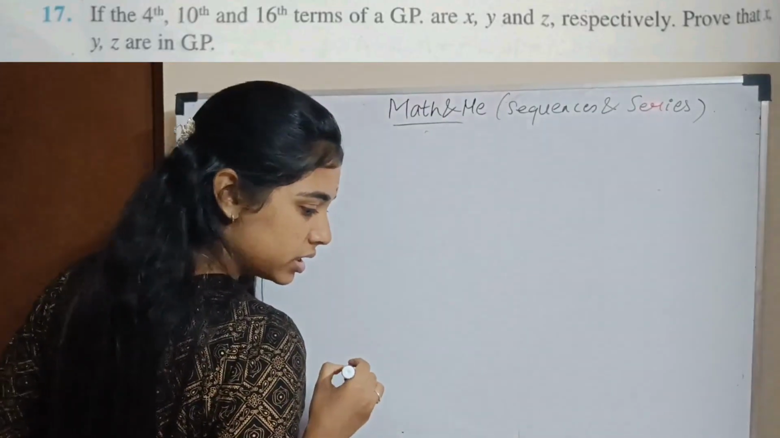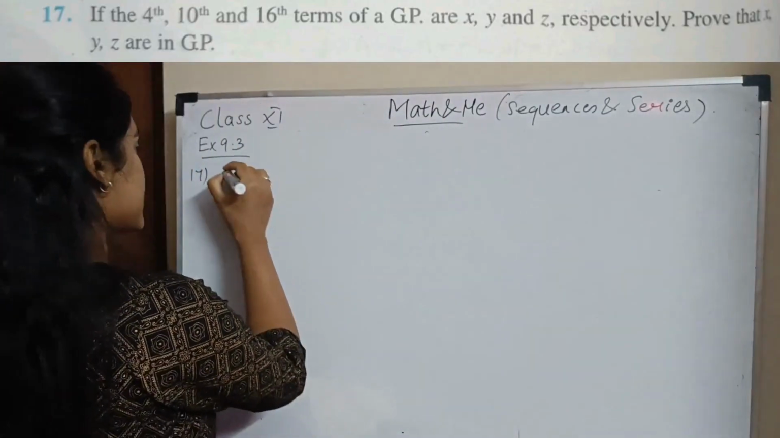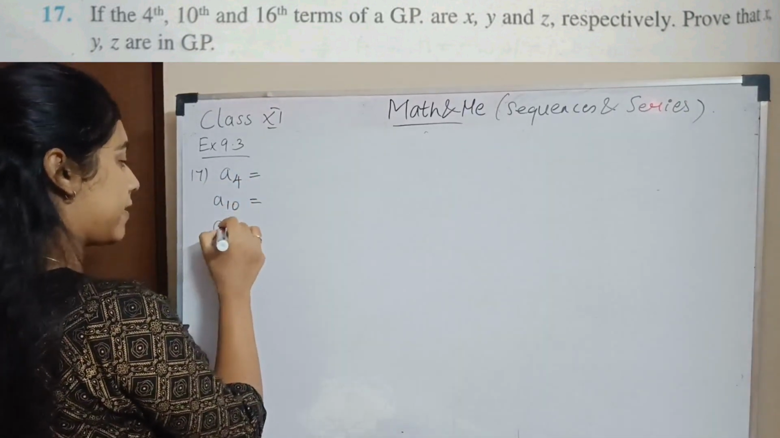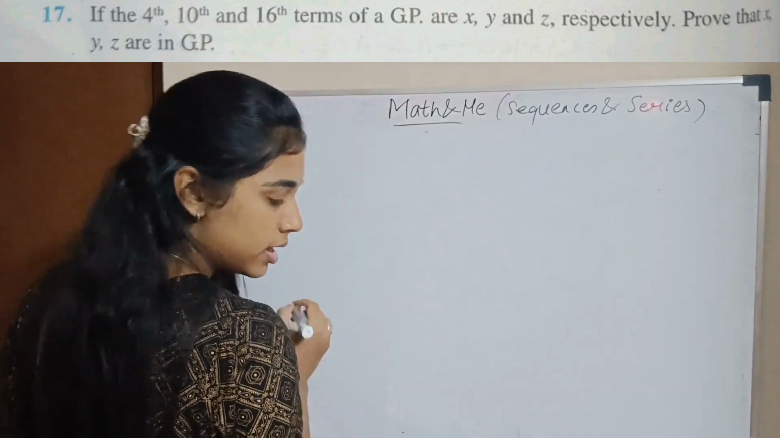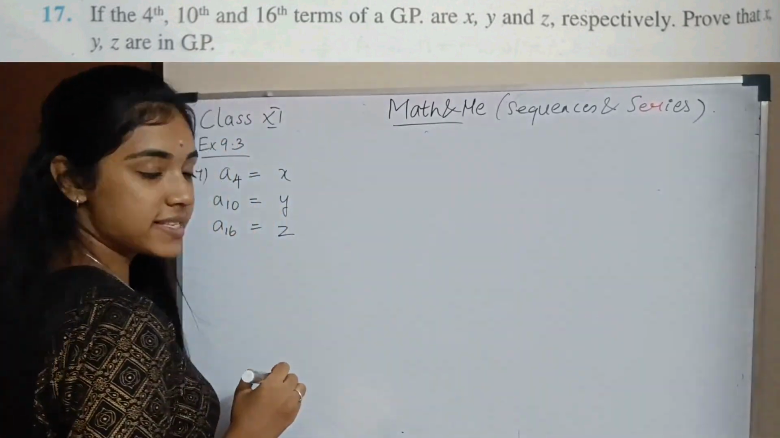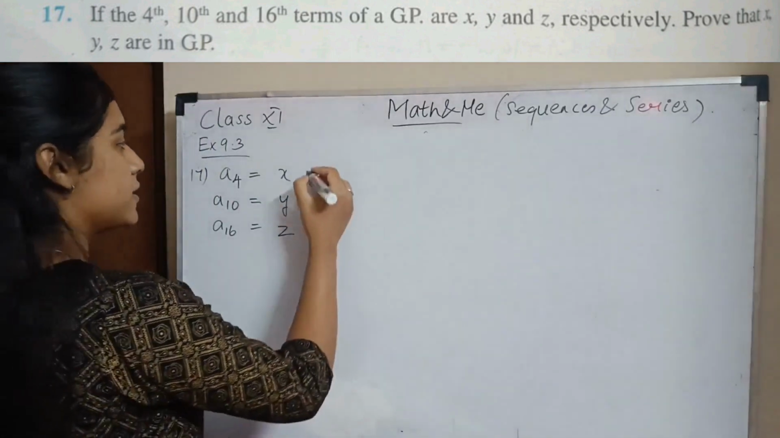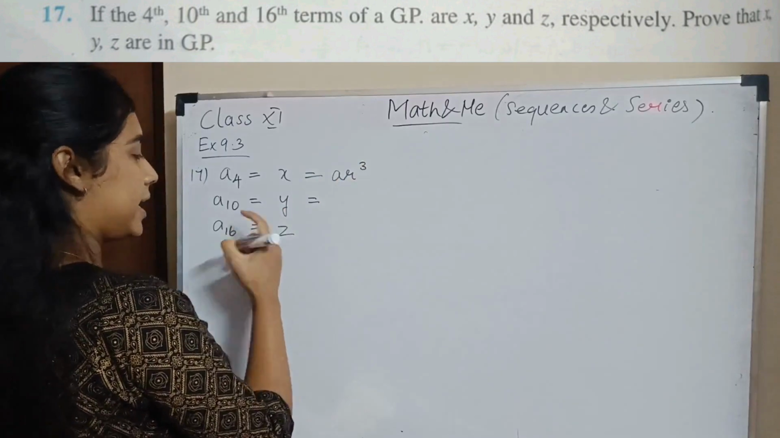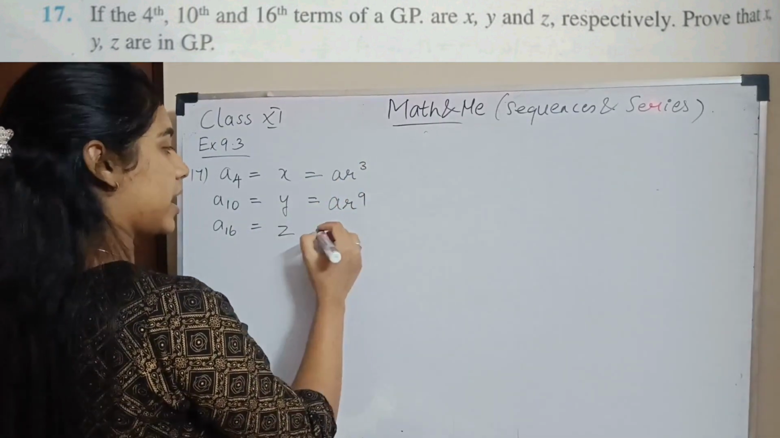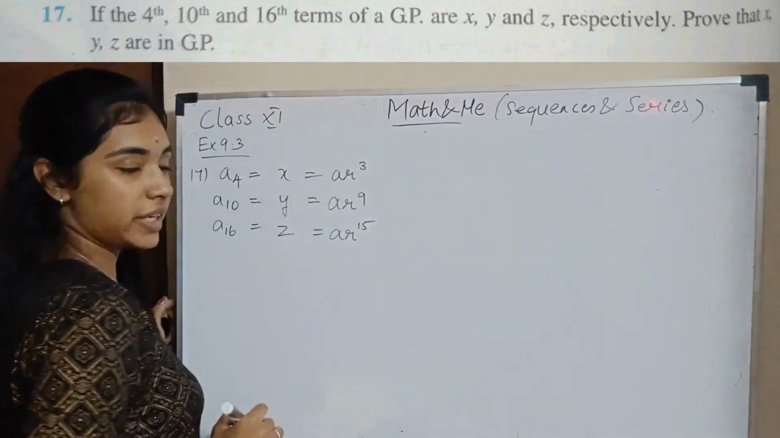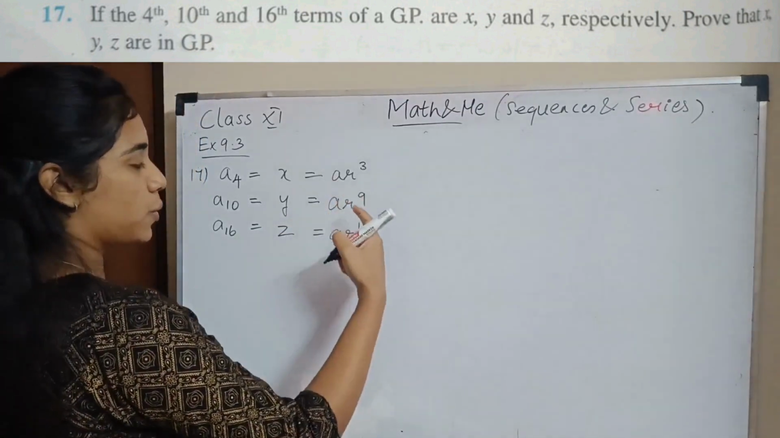Question number 17. If the 4th, 10th and 16th terms are x, y and z, prove that x, y, z are in GP. So what is this? A4 is nothing but AR cube, A10 is AR to the 9, A16 is AR to the 15. Okay, so what am I going to do?